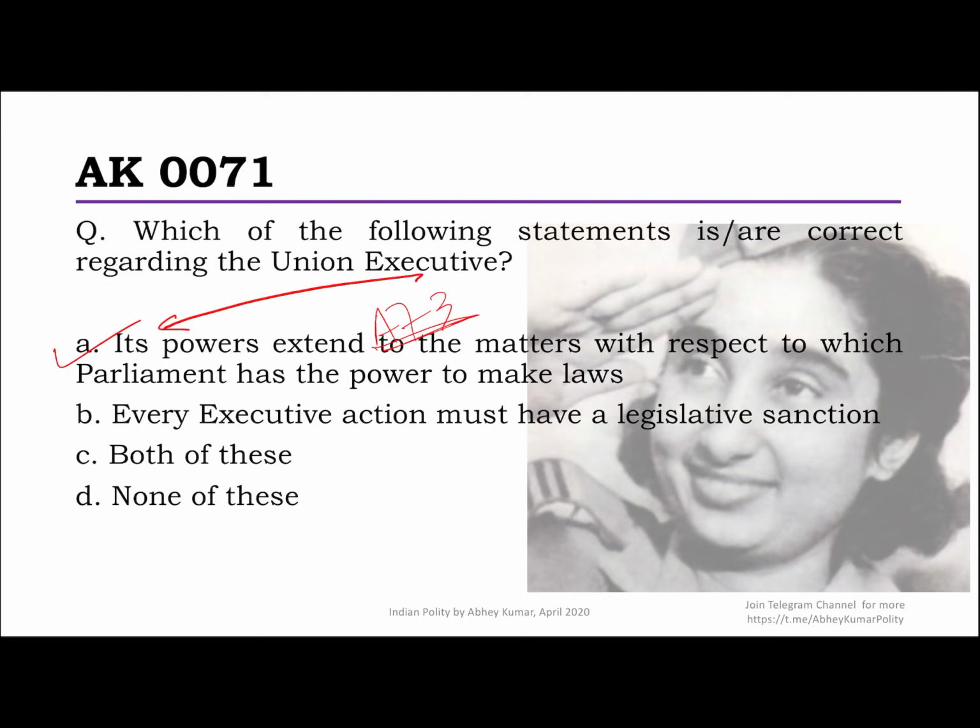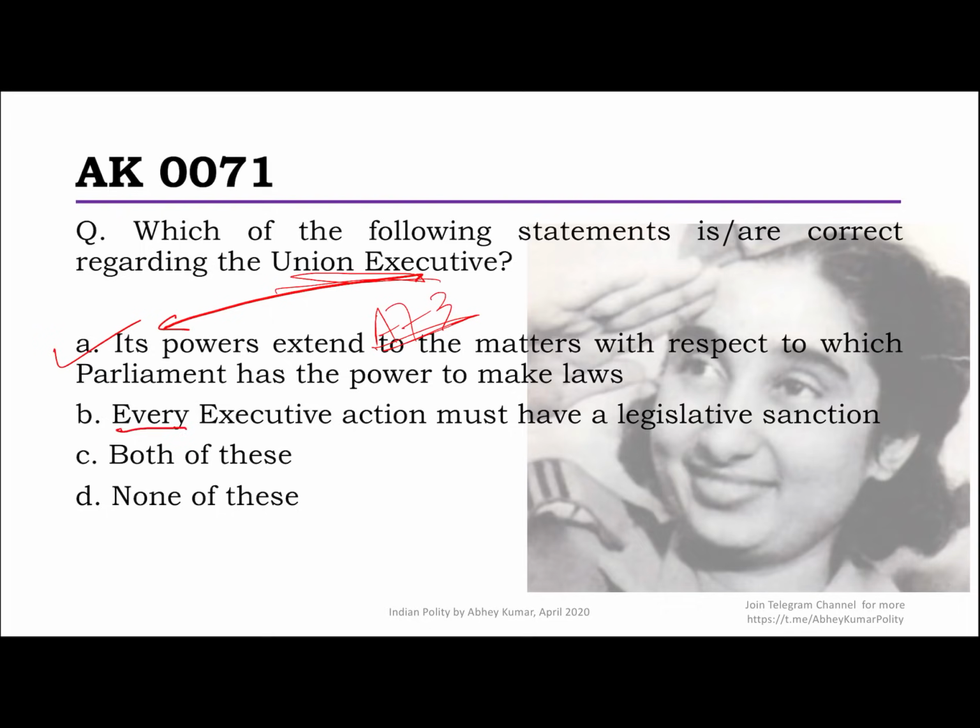It says, subject to the provisions of this Constitution, the executive powers of the Union shall extend to the matters with respect to which the Parliament has power to make laws. It's pretty much basically a copy-paste statement. Read the rest of the article yourself as well.